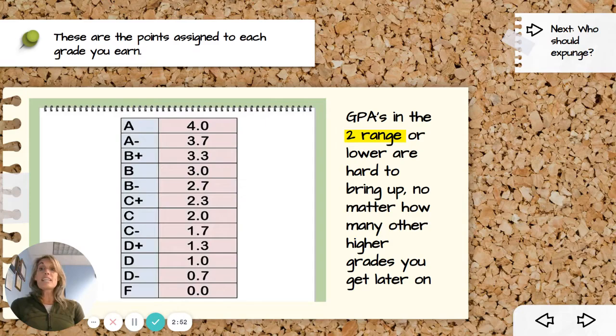There are points assigned to each grade you earn. Here in the Virginia Beach school system, every A is worth 4 points. Every C plus is worth 2.3 points. And every F or E here in our school system is worth 0 points. Grade point averages in the 2-point range or lower are hard to bring up no matter how many other high grades you get later on. You have to get approximately 20 A's to negate 1 E.